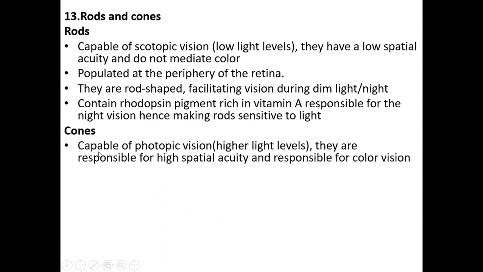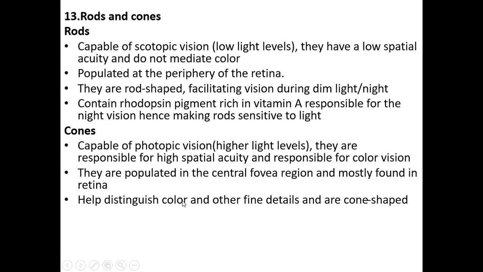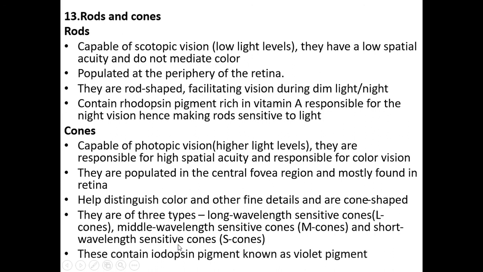Cones are capable of photopic vision at higher light levels. They are responsible for high spatial acuity and color vision. They are populated in the central fovea region and mostly found in the retina. They help distinguish color and other fine details, and are cone shaped. There are three types: long wavelength sensitive cones, middle wavelength sensitive cones, and short wavelength sensitive cones. They contain iodopsin pigment, known as a violet pigment.